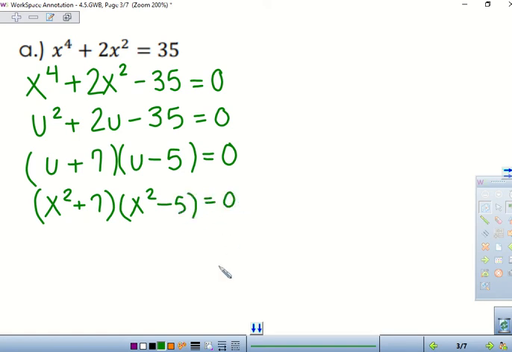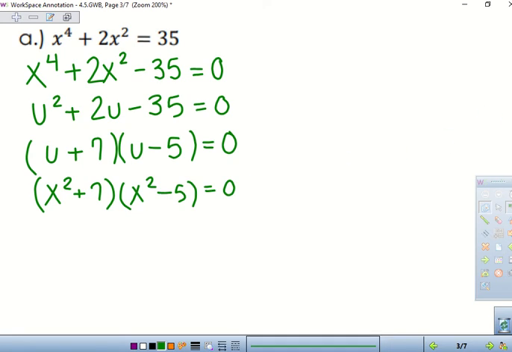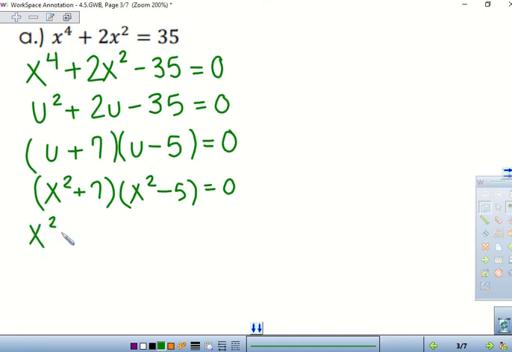So now, here's where we're adding an extra layer into what we learned yesterday. You're now going to set each of these equal to 0. Because remember, our goal now is to solve for x. So I'm setting each of those equal to 0 and solving for x. So over here, I can subtract 7 on both sides. On the other one, I can add 5 on both sides. Then what would I do to solve for x from here?